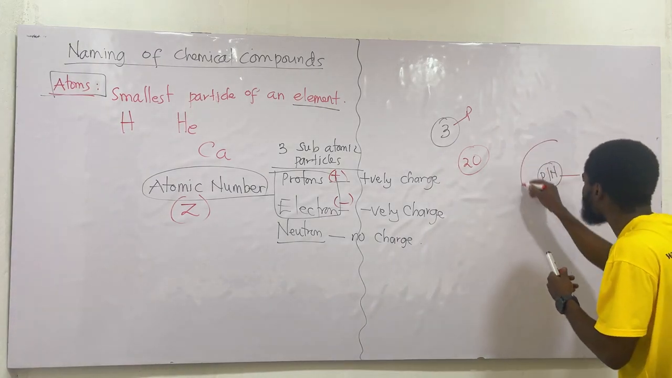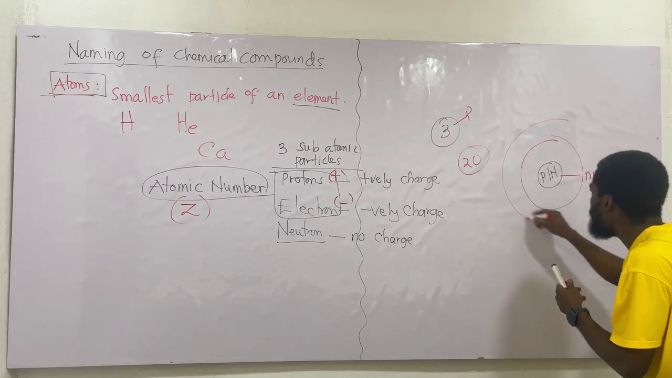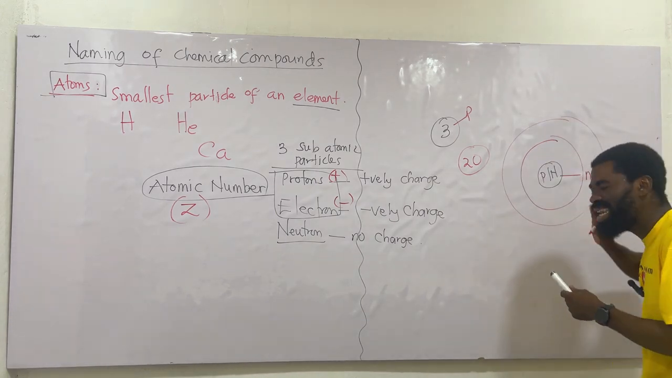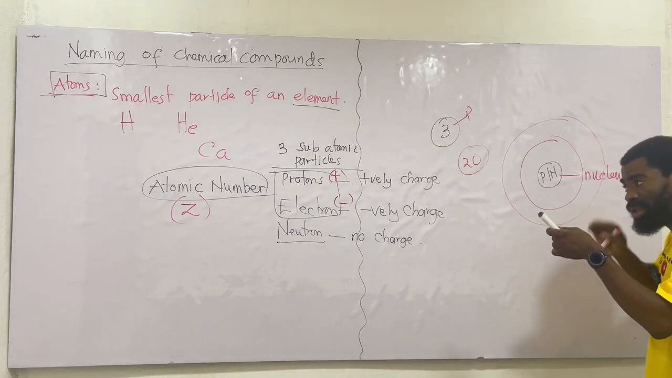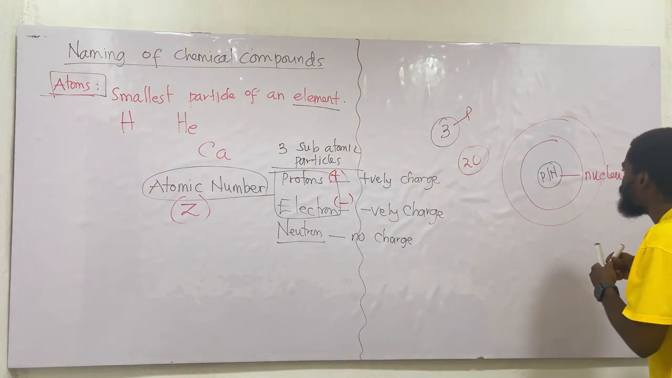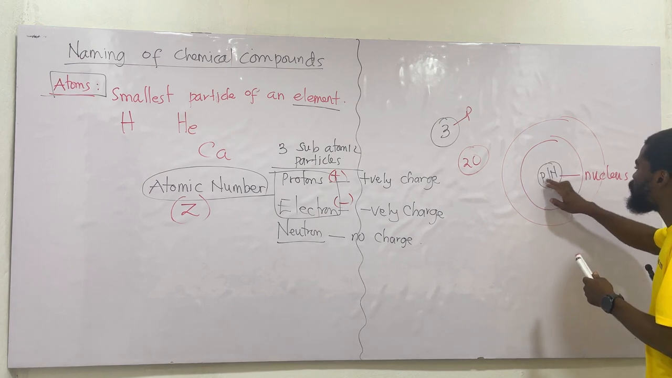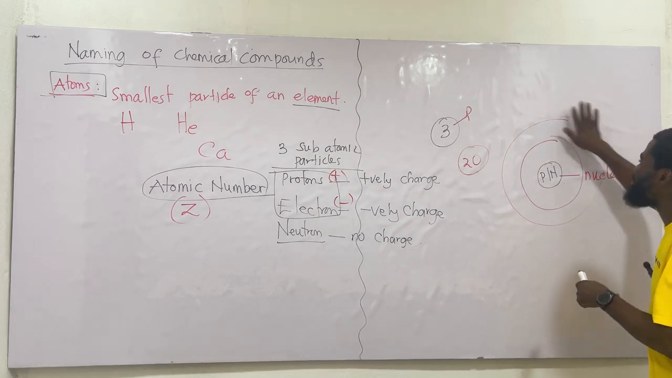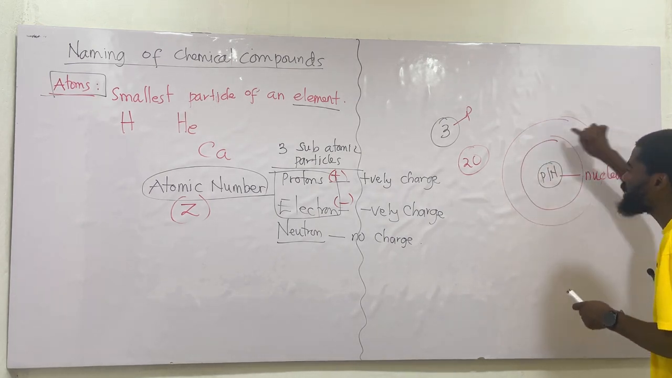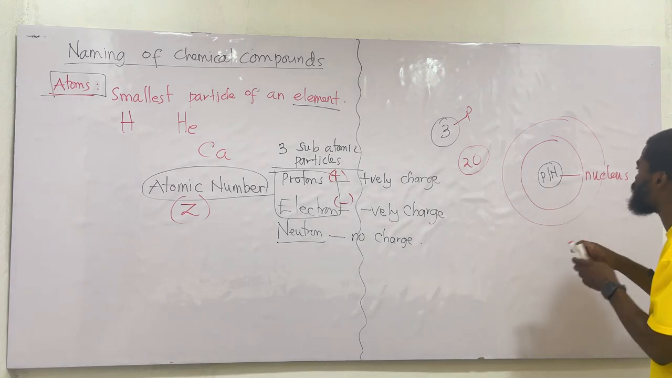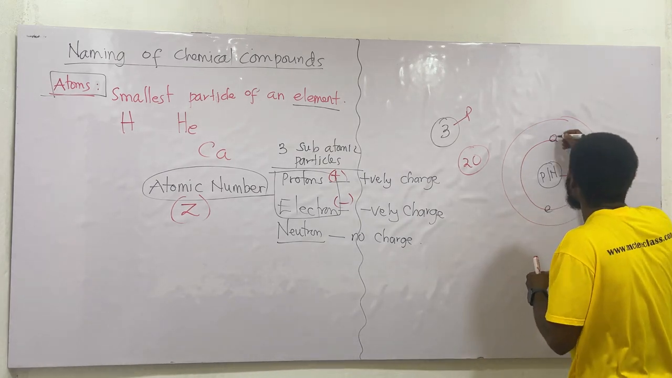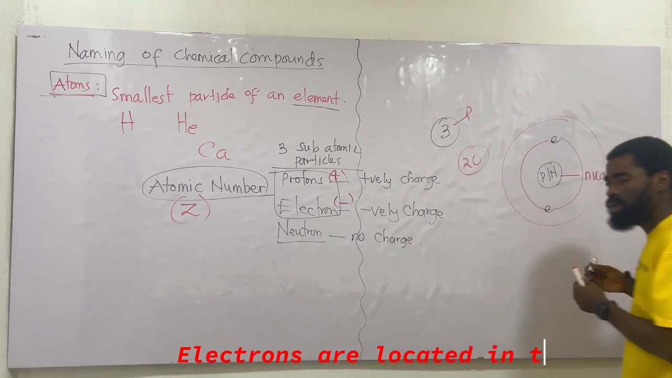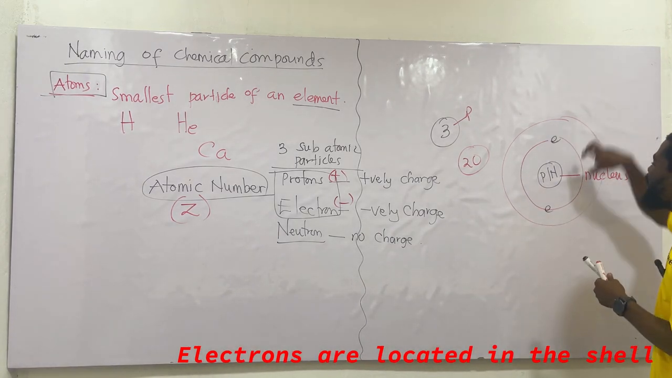Listen, we are looking at the structure of the atom. Around this nucleus are shells, or orbits, or energy levels. I will need this badly for you to understand. I'm taking you gradually through the process. Good. So I have my nucleus. In the nucleus, I have protons and neutrons. Around the nucleus are shells, orbits, or energy levels. Now, these energy levels are those that contain the electrons. That means that electrons are located in the shell.